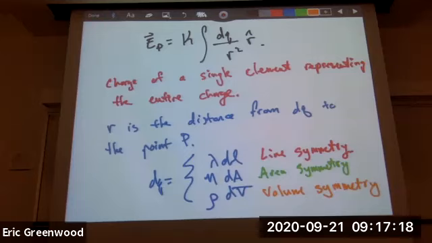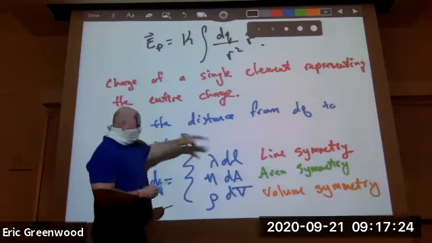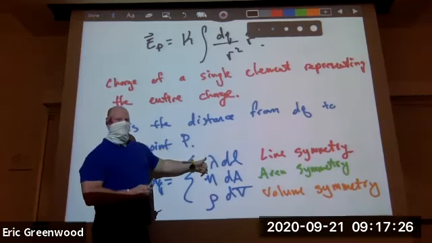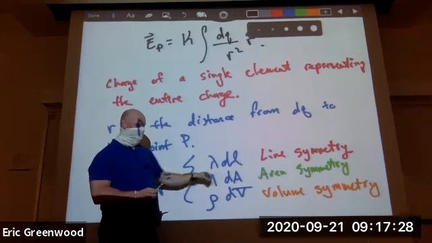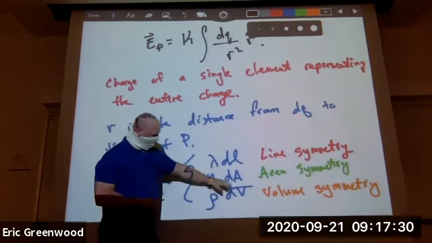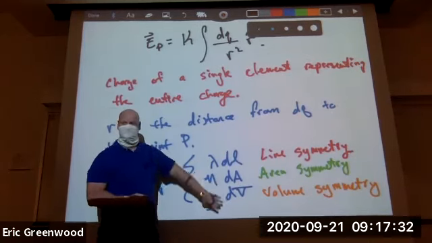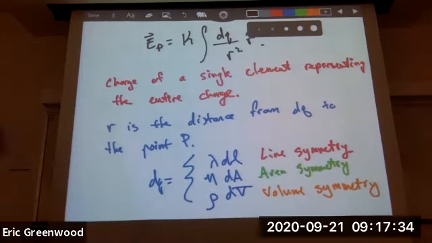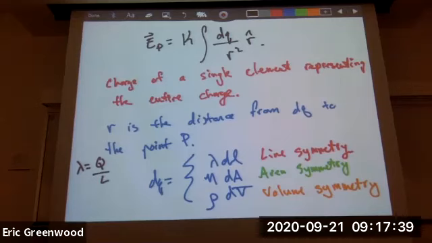So what are lambda, eta, and rho? They are the charge per something. Since this is a line integral, this is the charge per unit length. This is an area integral, so this is the charge per unit area. And since this is a volume integral, this is the charge per unit volume. So lambda is equal to charge over length, eta is equal to charge over area, and rho is equal to charge over volume.